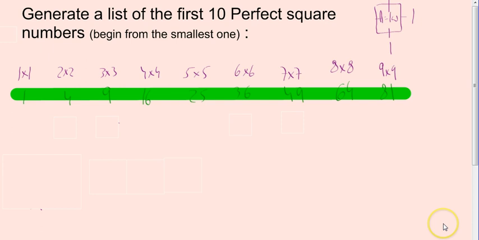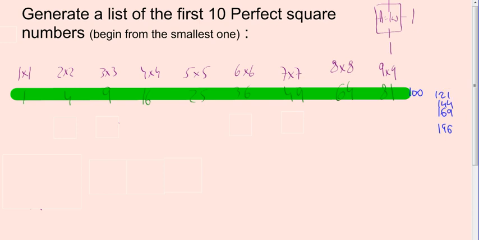I usually advise that you know by memory the list of all perfect square numbers up to 14 times 14. So 10 times 10 would produce 100, 11 times 11, 121, 13 times 13, 169, 14 times 14 is 196. And yes, of course, I skipped 12 times 12 for no good reason. The result will be 144.